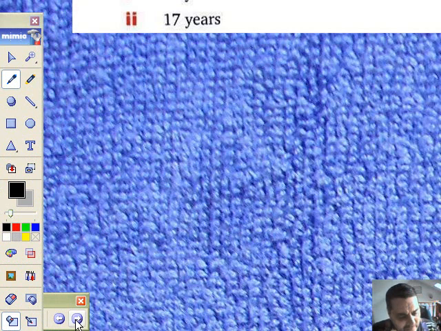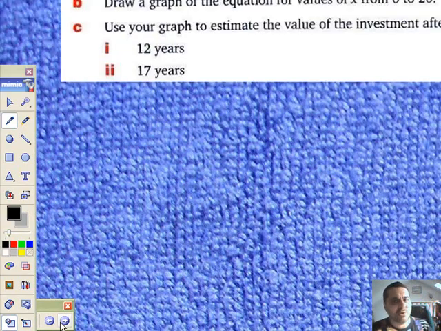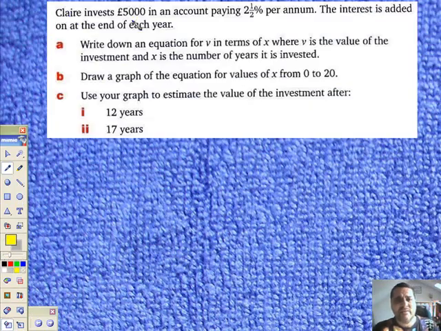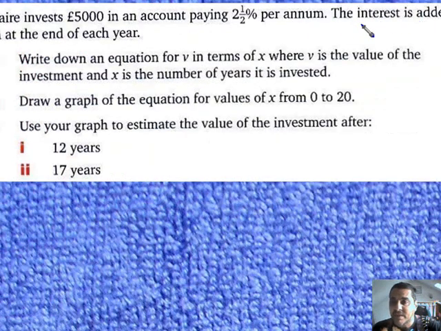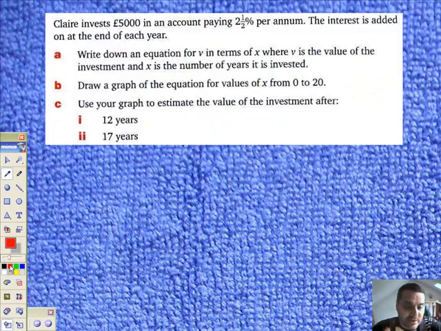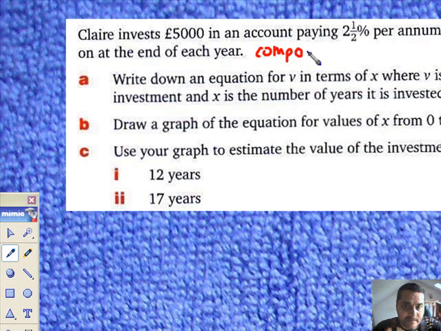Yep, I'm going to go for it, but I'm not going to do all that it says because it's too long and too boring. But I will make a big issue of it. Go thicker. Right, Claire invests £5,000 in the account, paying 2.5% per annum, so it's quite realistic. The interest is added at the end of each year. In other words, this is compound interest. It is compound interest. Let's just write it again.